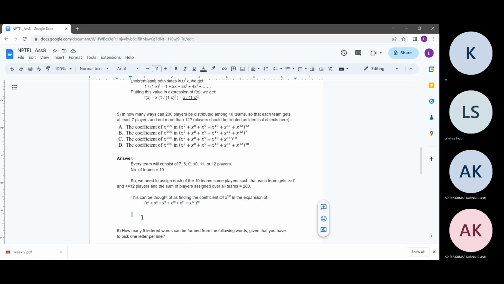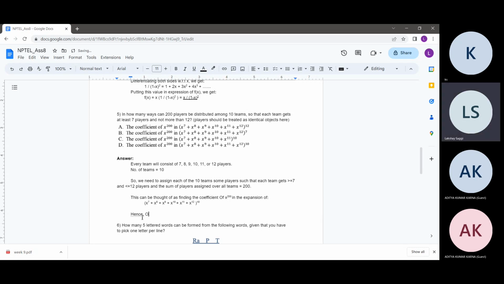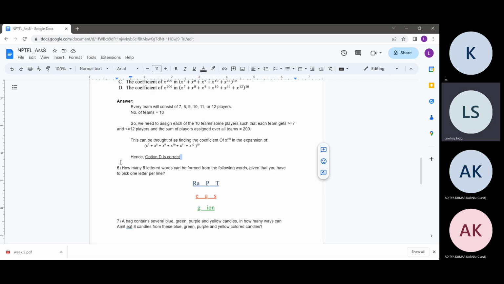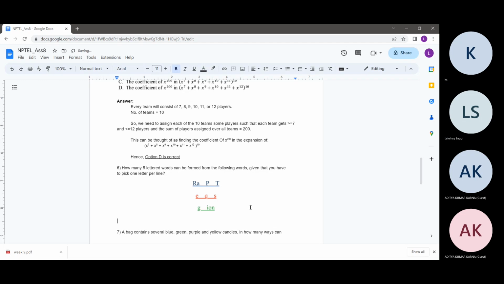Option D is correct. So yeah, Aditya had written option D in chat. So yes, Aditya, your answer was correct. But I think you just guessed it, right? Since you wrote option D, you thought it was correct. But your guess was correct.